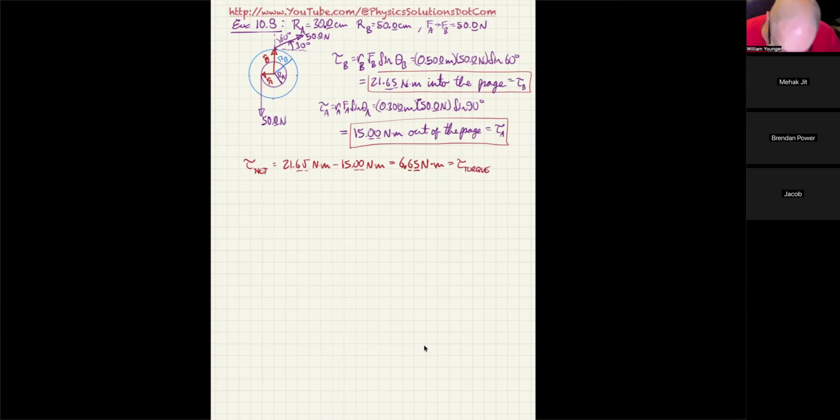And of course, since the 21.65 was bigger, that was the one we called positive, and that means the net torque is pointing into the page. So I'm going to do this and say into the page, and that implies counterclockwise rotation. Okay. Any questions on that one?